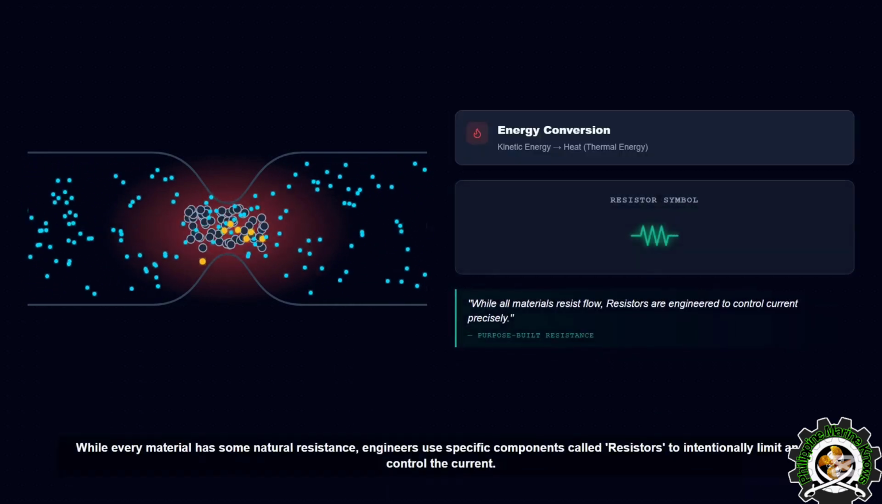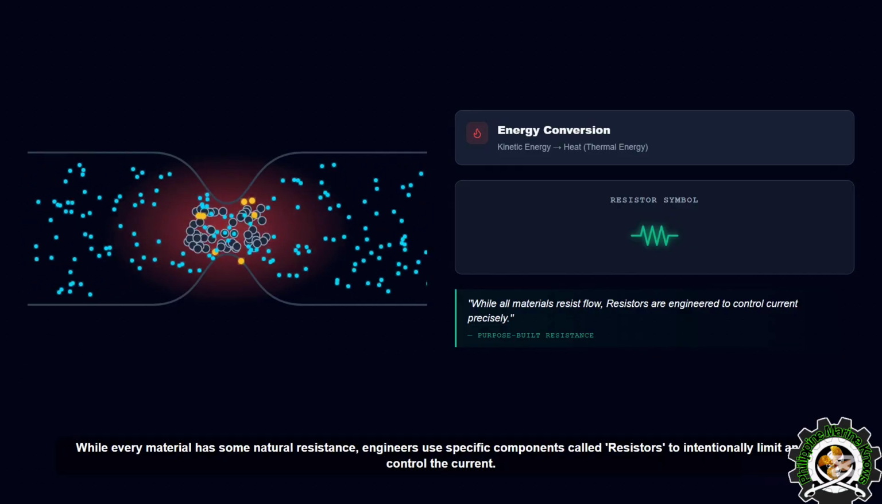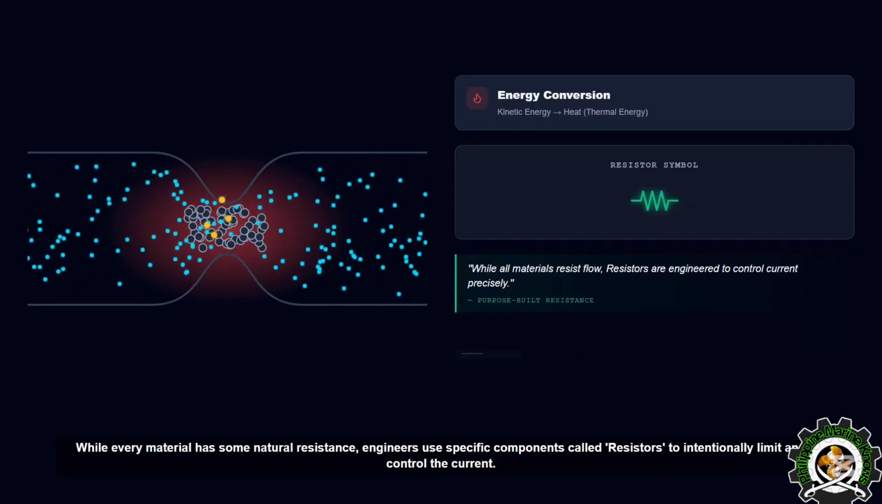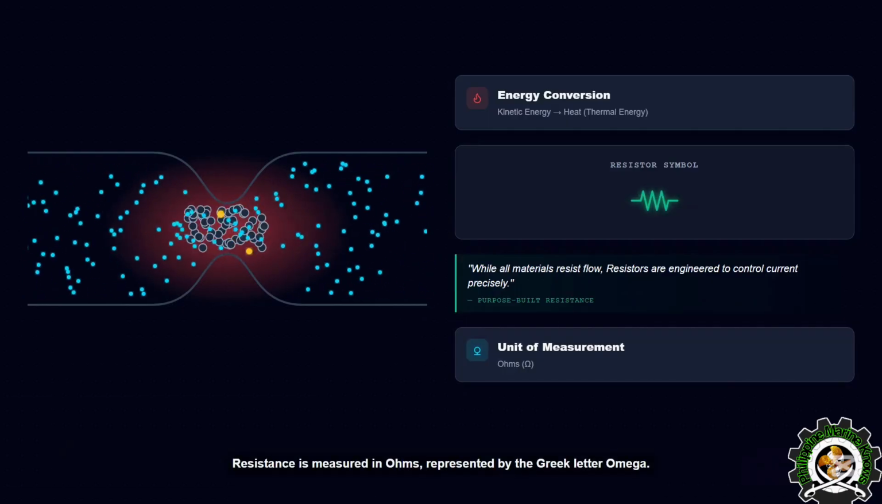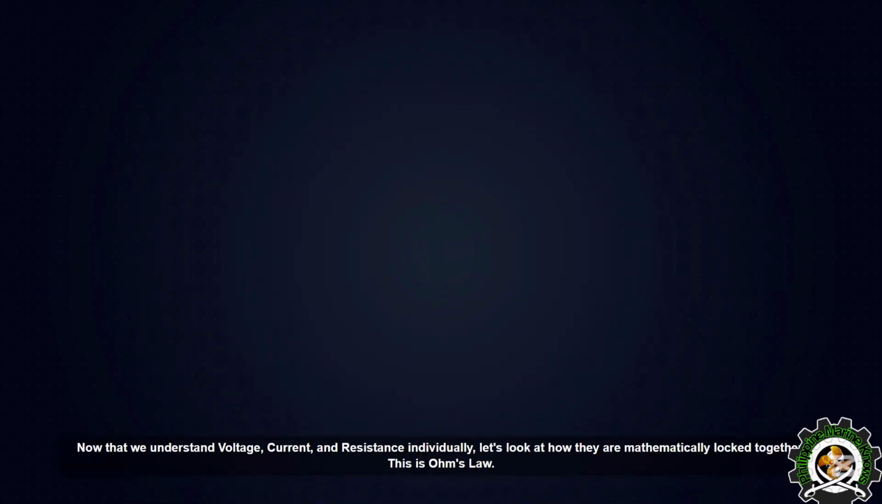While every material has some natural resistance, engineers use specific components called resistors to intentionally limit and control the current. Resistance is measured in ohms, represented by the Greek letter omega. Now that we understand voltage, current, and resistance individually, let's look at how they are mathematically locked together.